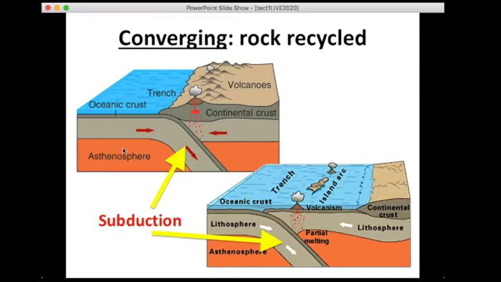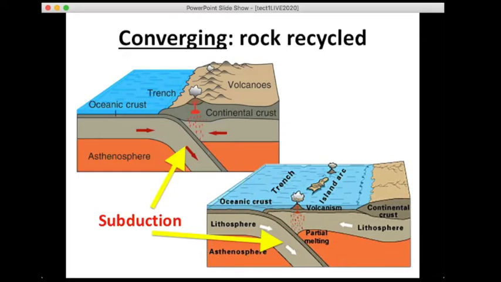Another thing that forms at these boundaries: whichever plate is more dense gets pulled down underneath and melted. And that's what's making the pressure for the volcanoes. As it gets pulled down, that's called subduction. Subduction is pulling underneath. But where they come together, it makes a V shape, and we call that a trench.